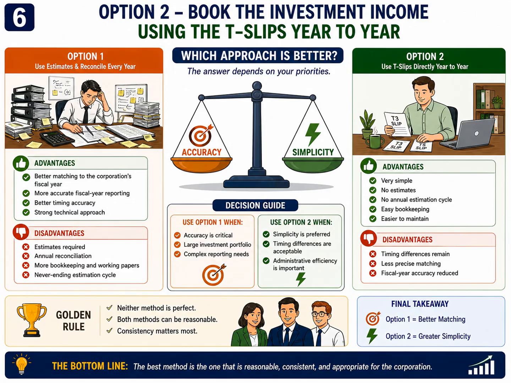And that leads us to perhaps the most important lesson in this entire chapter. Neither method is perfect. Both methods can be reasonable. What matters most is consistency. Once a methodology has been chosen, it should be applied consistently from year to year and supported by appropriate documentation. The ultimate goal is not perfection. The goal is to report all investment income using a reasonable, supportable, and defensible methodology.